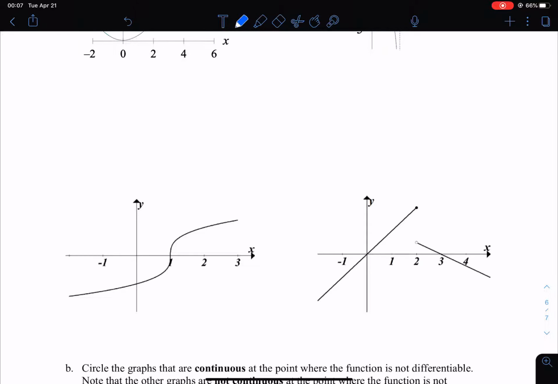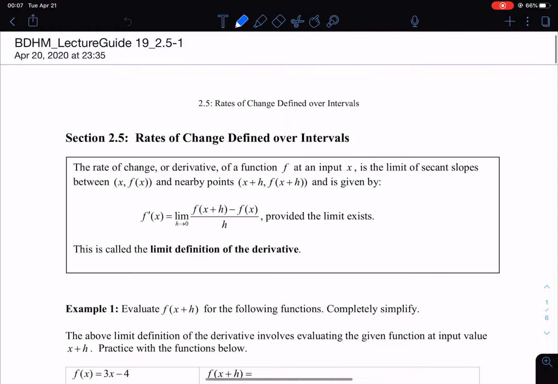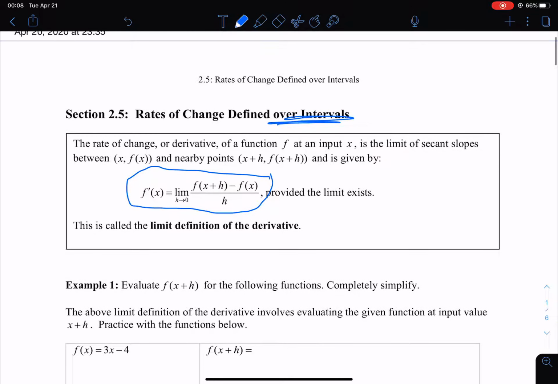And next one, section 2.5. Section 2.5 is about rates of change defined over an interval. This one is over an interval. So we have this formula, f prime of x equals the limit of this expression. This is called the limit definition of the derivative. Actually, this section shows you the third method to get the derivative.